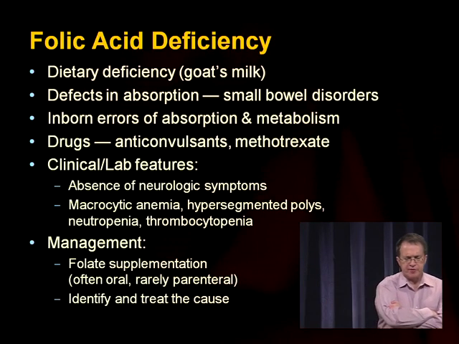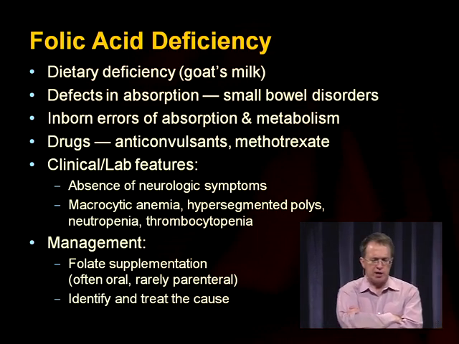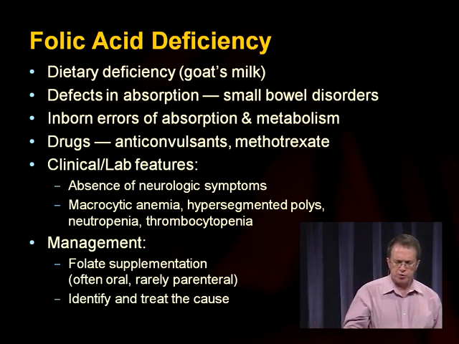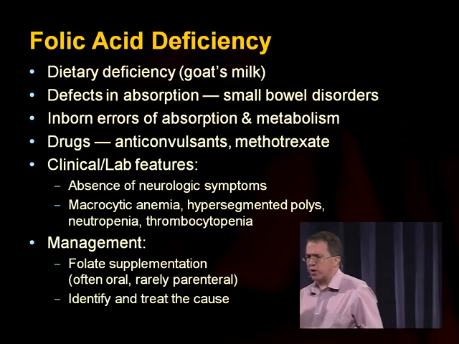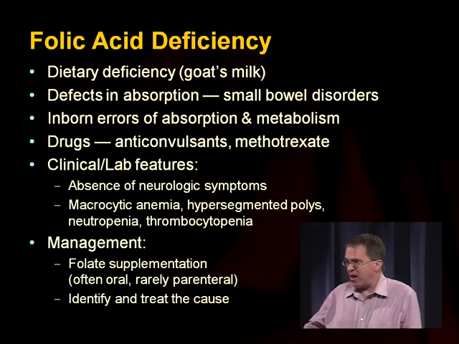So folic acid deficiency can occur from dietary deficiency, like if you're drinking goat's milk. It can occur from defects in absorption. There are some errors of absorption and metabolism. There are some drugs, some of the anticonvulsants, and the drugs that we use to treat leukemia, like methotrexate, that cause folate deficiency. They interfere with the folate pathway. That's why we're trying to make people folate deficient in some way, so we're trying to make their leukemia cells folate deficient.